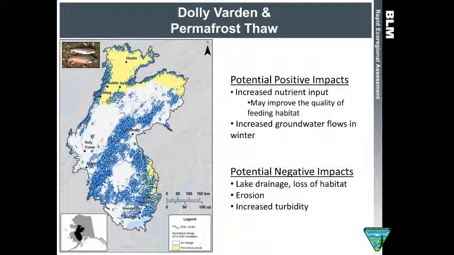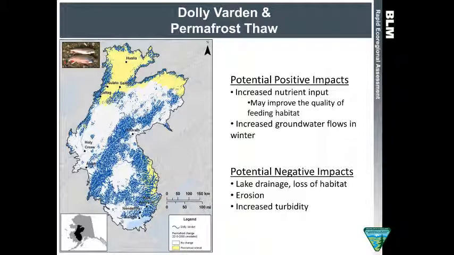And you can see from that map that the biggest change is anticipated for the northern part of the study area and then a little part of the eastern part of the study area there. And permafrost thaw is projected to have both positive and negative potential impacts on Dolly Varden habitat. Some of the potential positive impacts are increased nutrient input, and this isn't just specifically to Dolly Varden, but to freshwater ecosystems in general. And with an increased nutrient input, we anticipate an increase in primary productivity, which could, in the short term at least, improve the quality of feeding habitat for Dolly Varden and other fish species.